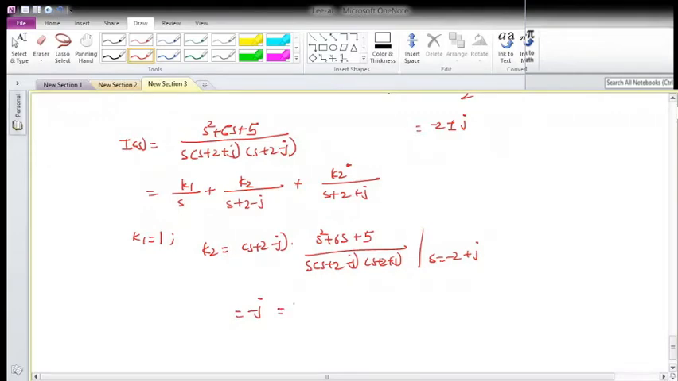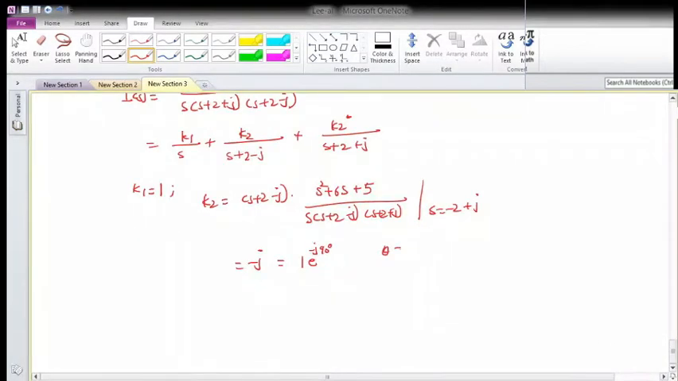Which I'll express in polar form. So magnitude is 1, e raised to minus j theta, where theta is minus 90 degree. Okay, and I will use the same form. So first let me write I of s is 1 over s plus minus j over s plus 2 minus j plus j over s plus 2 plus j.